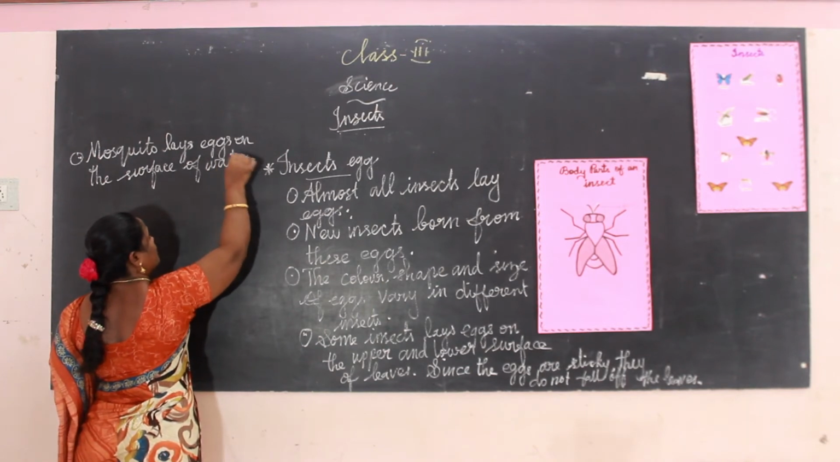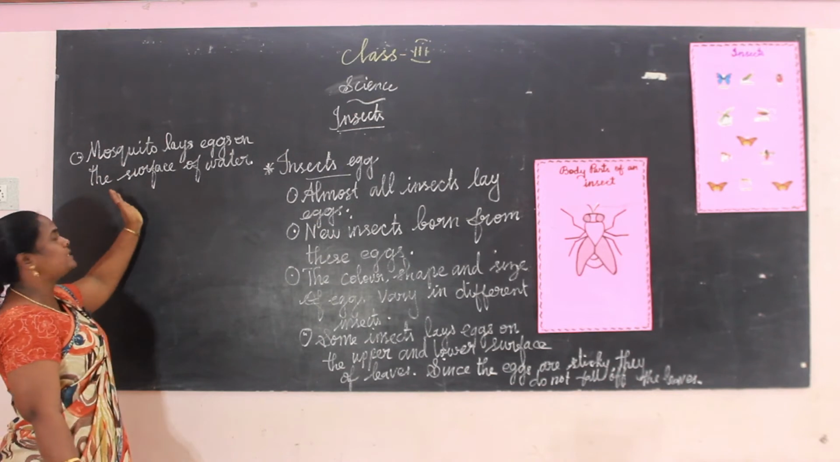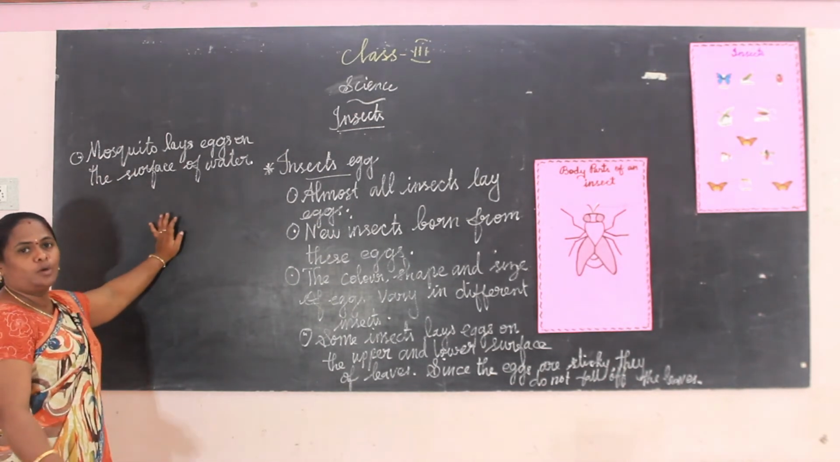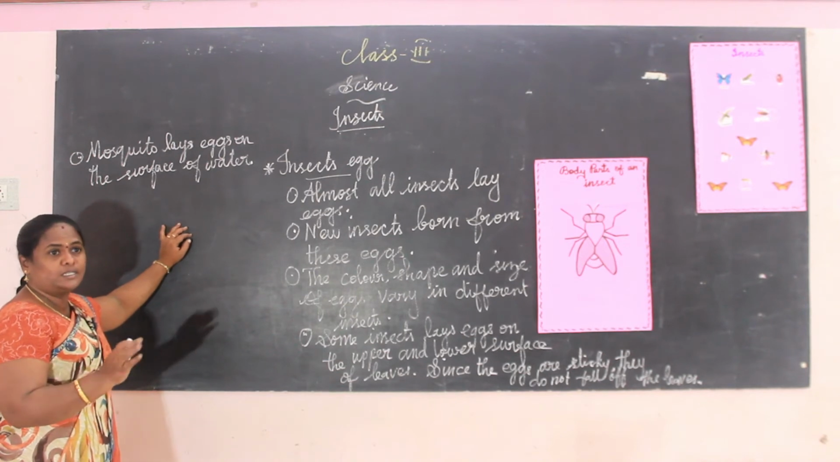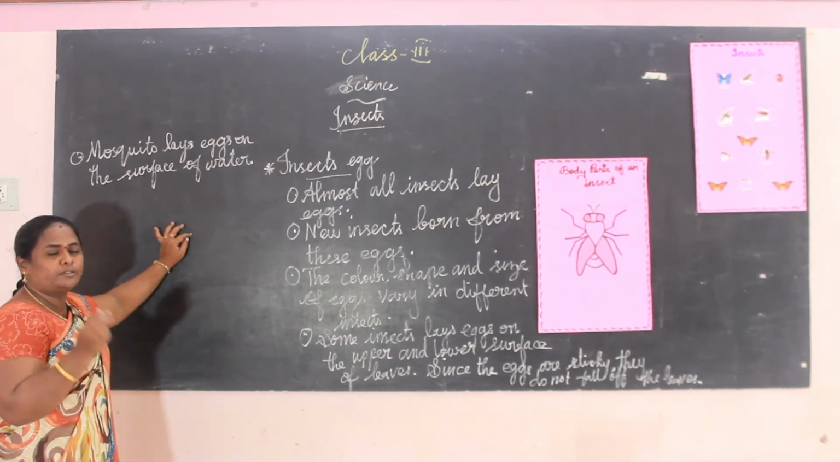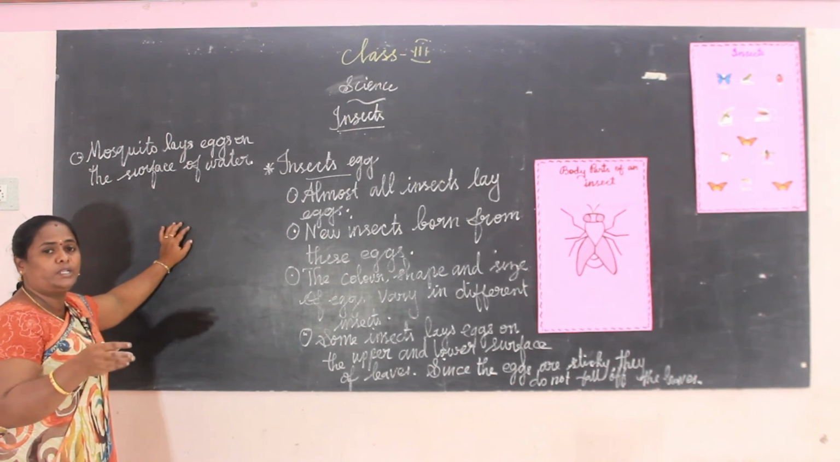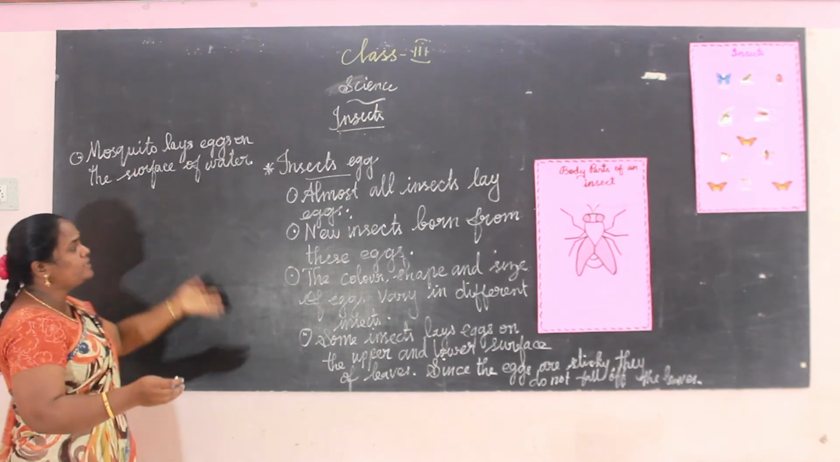Surface of water. Okay, so a mosquito lays eggs on the surface of water. So what should we do? In the rainy time, we don't save that rain water or excess water, so remove everything. Because of that, mosquitoes lay eggs on the water. Okay ma, and then these are the eggs.